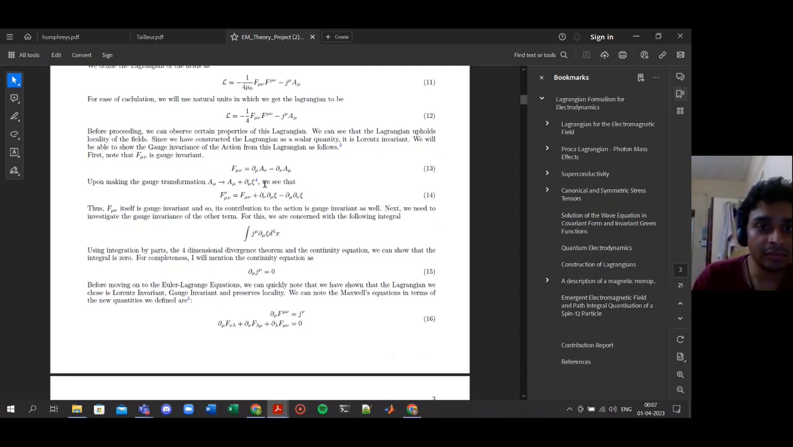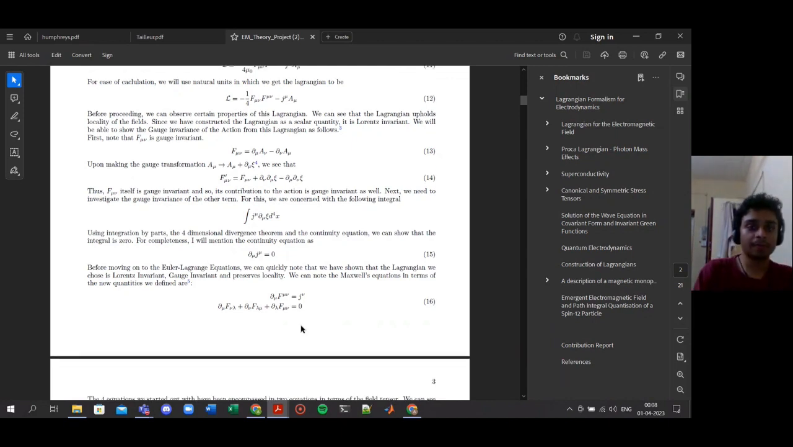Over here, the field strength tensor is invariant under a gauge transformation of the form del mu psi, which is essentially adding the 4 gradient to the vector potential, and it doesn't show up in the new field strength tensor because the partial derivatives commute.